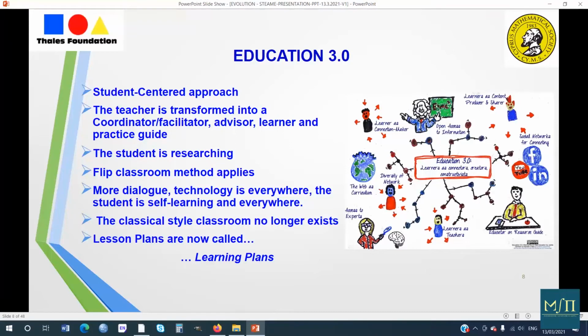Lesson plans are now called something different. We don't call them lesson plans because lessons are done by teachers. We want the students to be learning, so we call them learning plans. So the lesson plan is changing name.